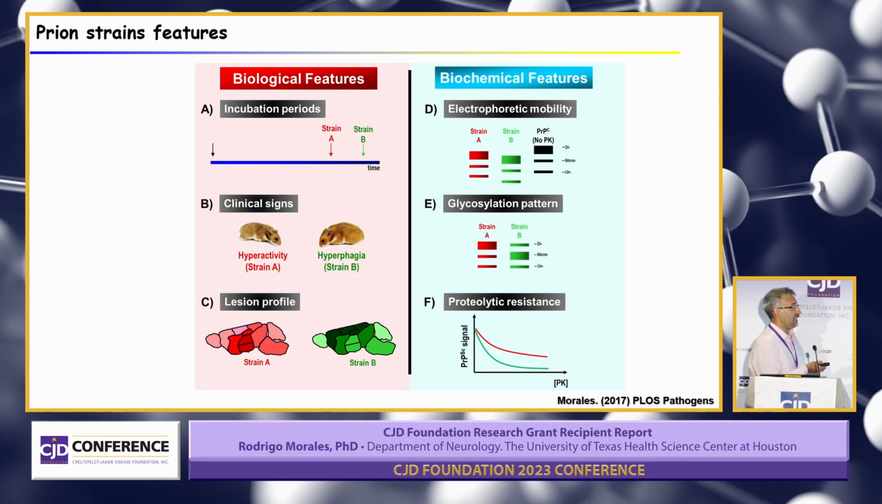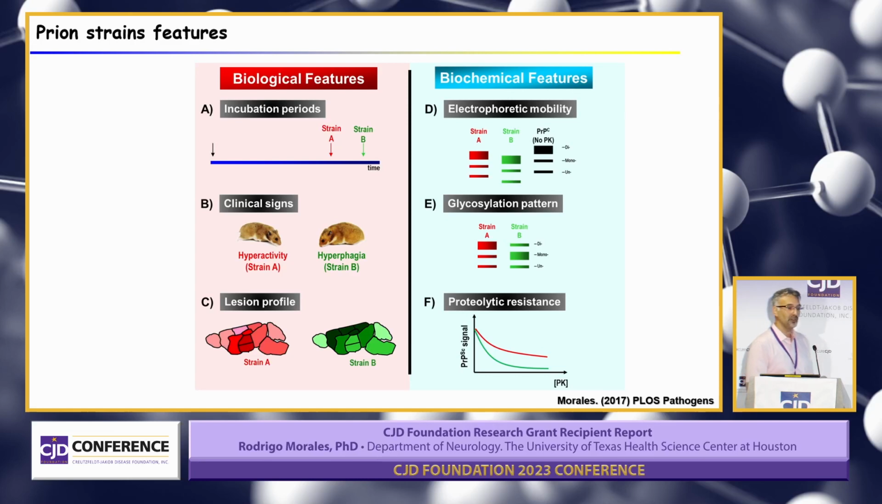For example, if we have these hypothetical two strains, A and B, they can induce the disease in a faster or a slower manner. They can develop different clinical signs. For example, in experimental animals, in hamsters, we can have clinical signs that vary from hyperactivity to drowsiness to hyperphagia. So in some cases the animal cannot stop moving, and in another the animal cannot stop eating. The clinical signs are quite different. And this is related to different properties of these different prion strains.